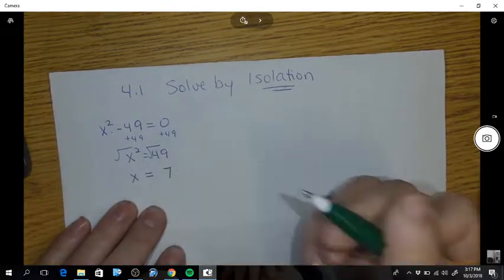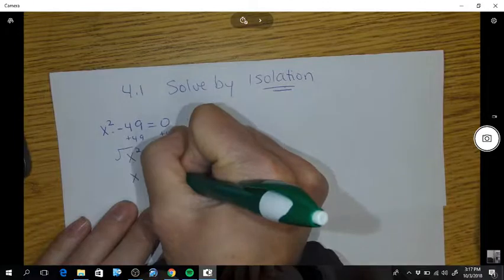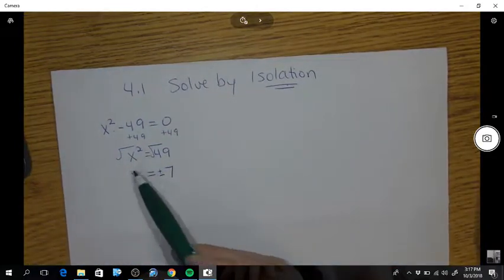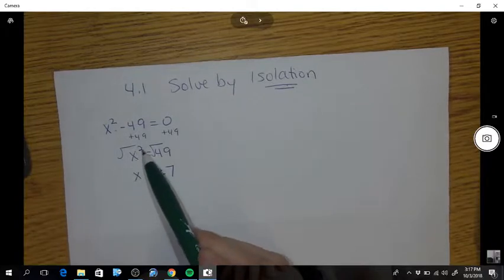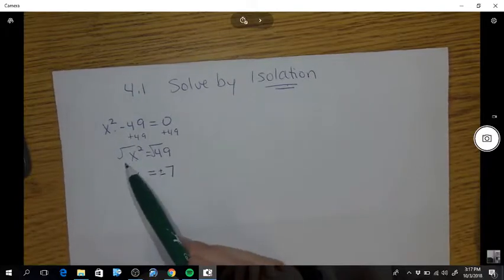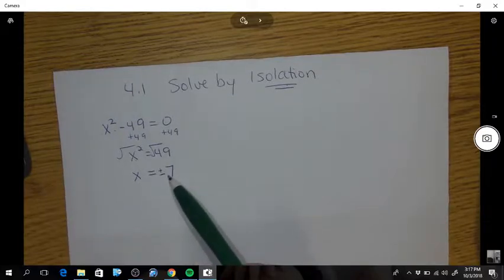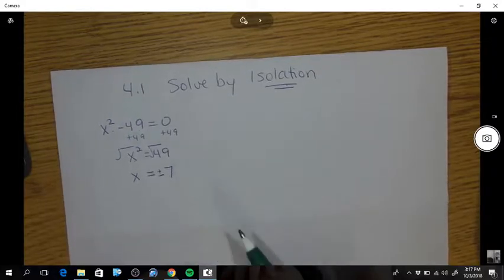Now, here's what you need to consider. The x could be a 7 or a negative 7. Think about your previous statement. 7 squared could be 49, or negative 7 could be 49. Okay, your calculator will only give you the positive one, so be smarter than your calculator.